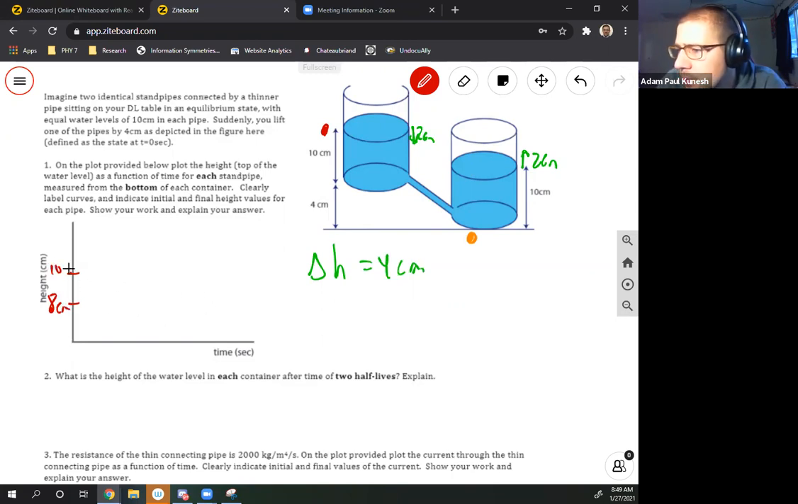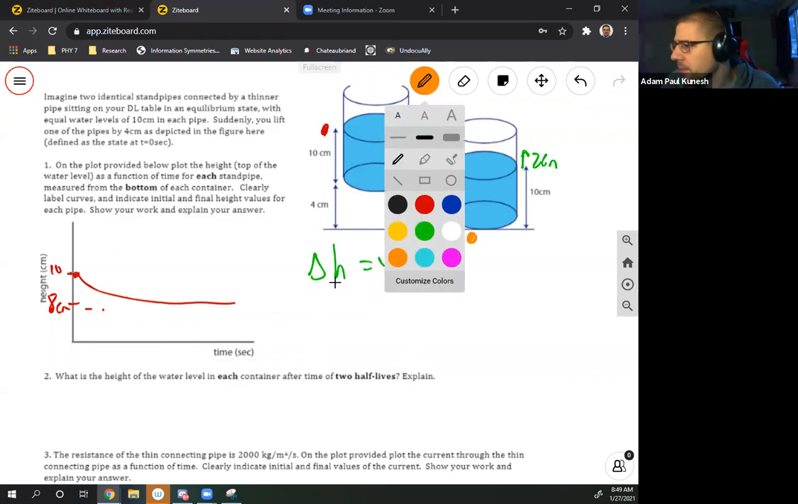So here's 10. It is going to drop down. Whoa. Hello. It's going to make a nice little decay to this asymptote at 8 centimeters.